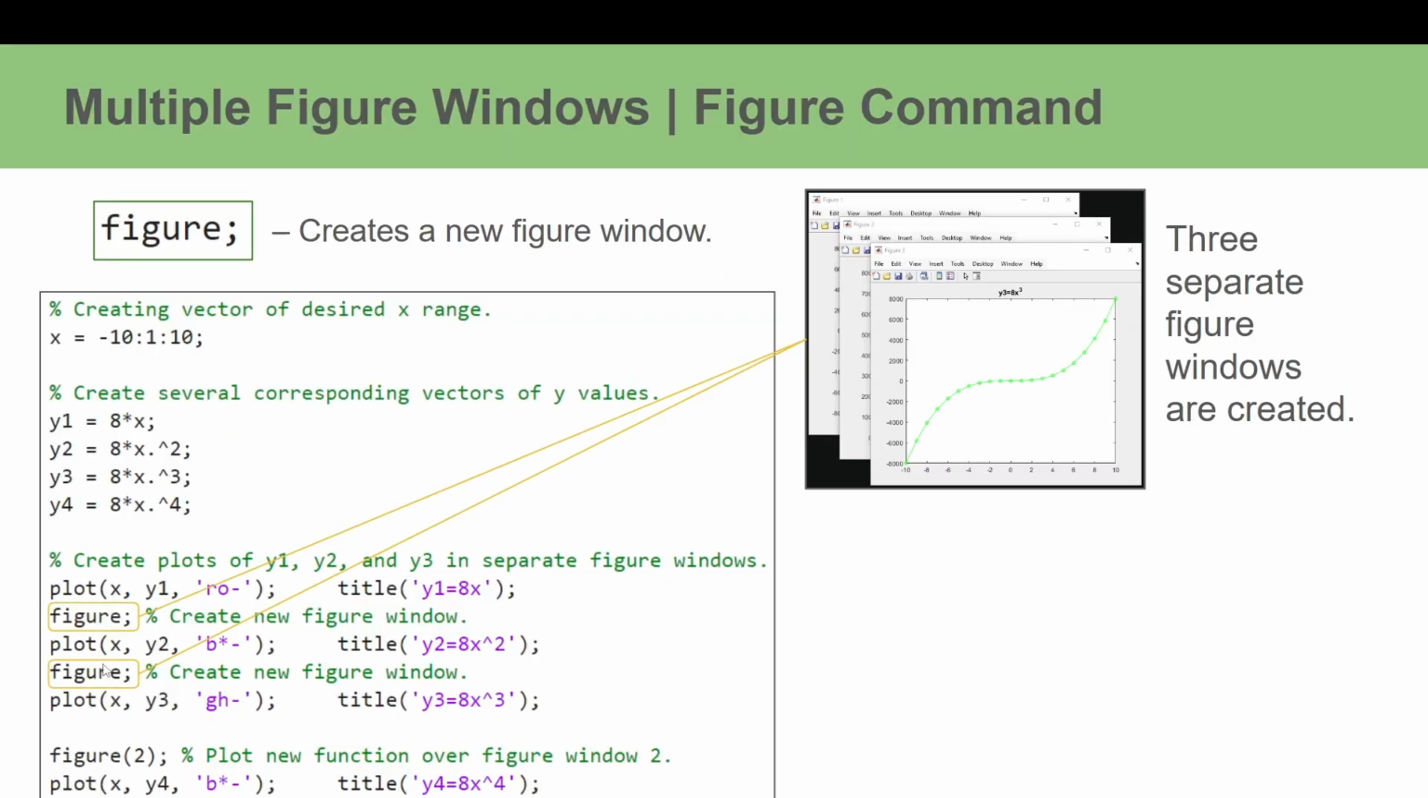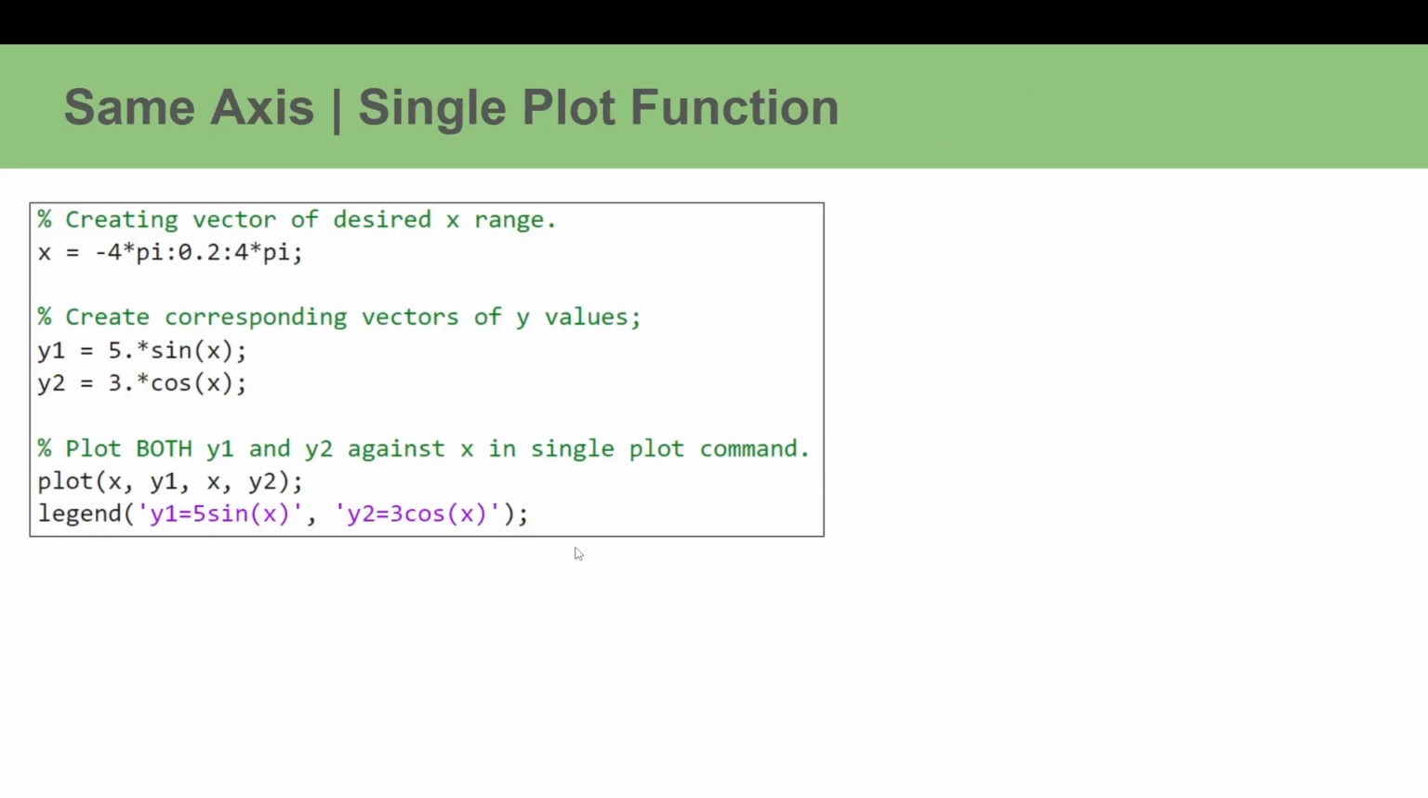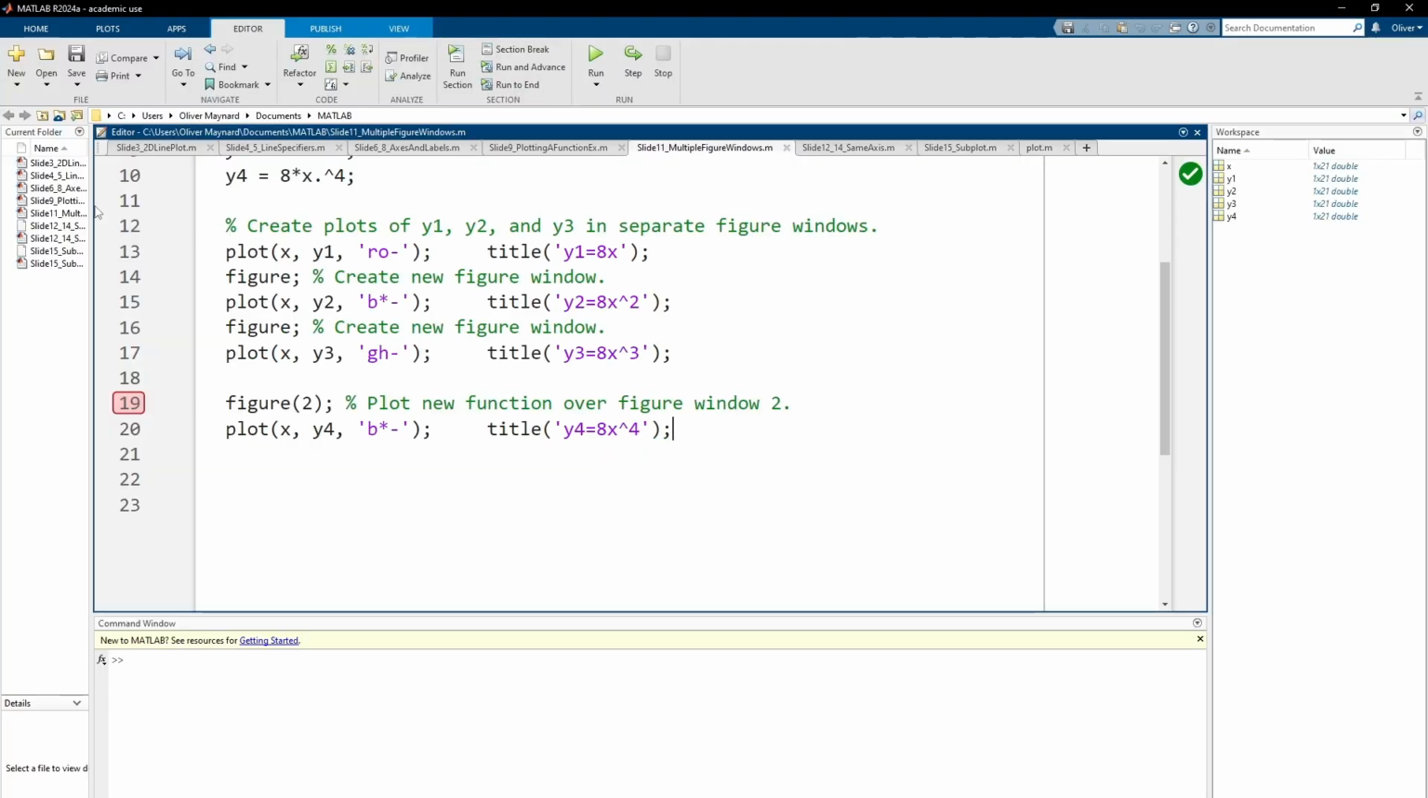So here, with these 2 figure statements, we opened figure windows 2 and 3. And then when we used figure 2, it overwrote figure window 2 with this new function y4. Now we're going to look at how you can plot repeatedly on the same set of axes with a single plot function. And so I'm going to open this in Matlab really fast.